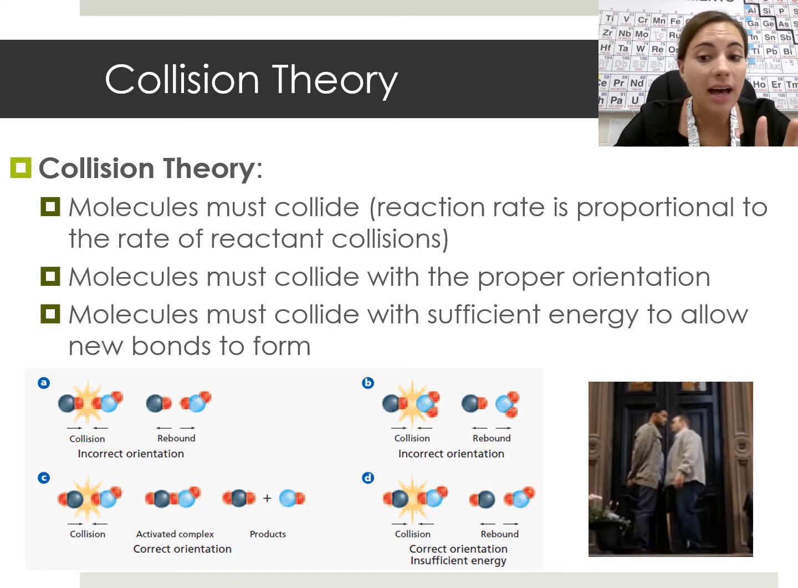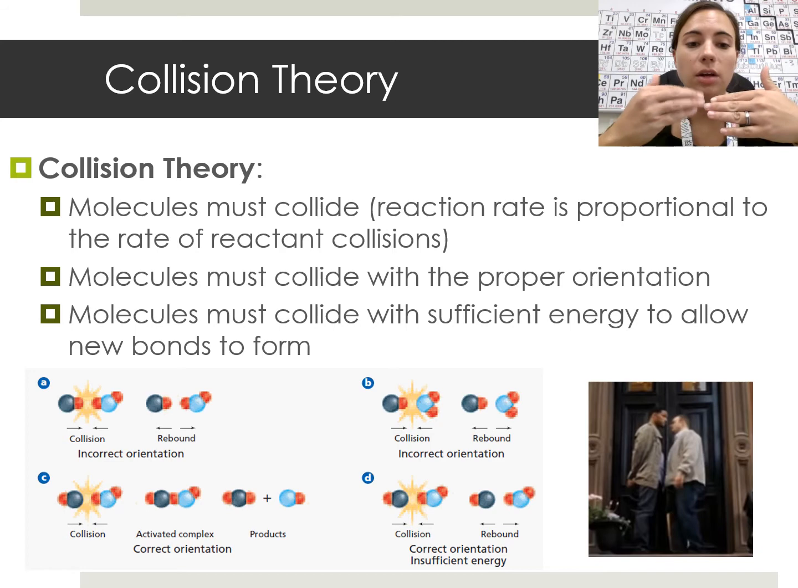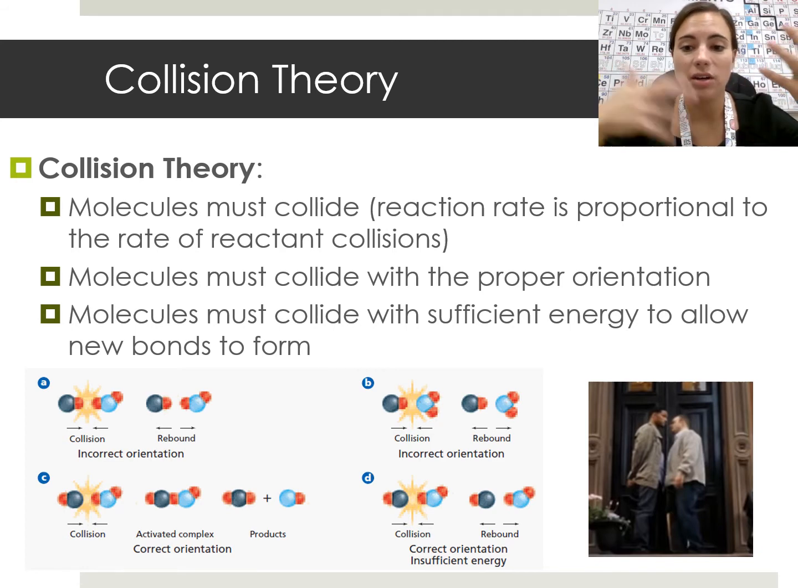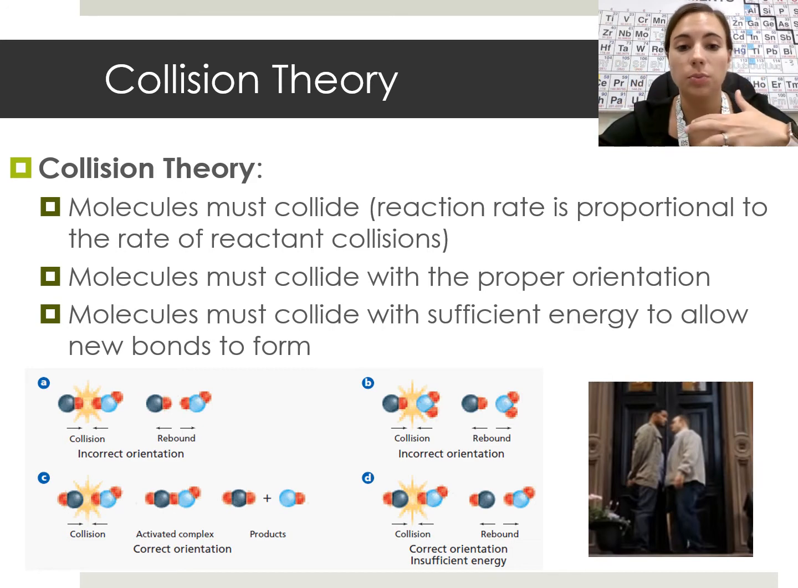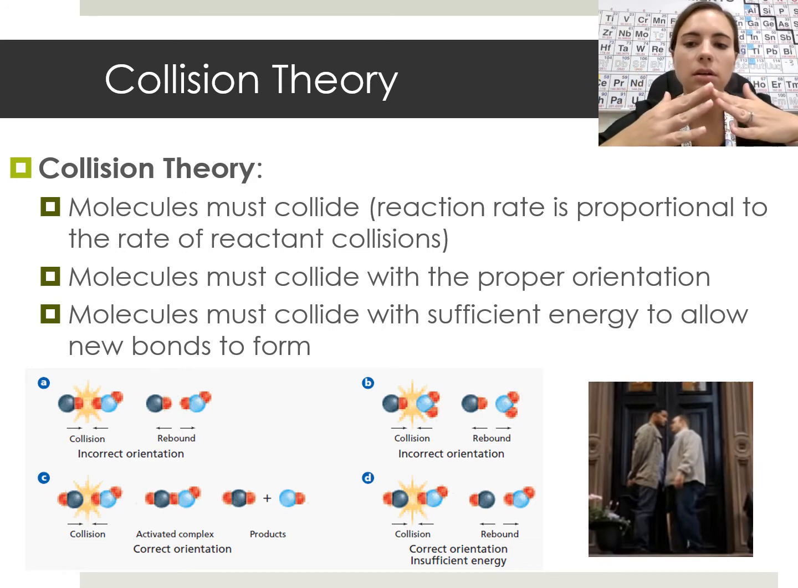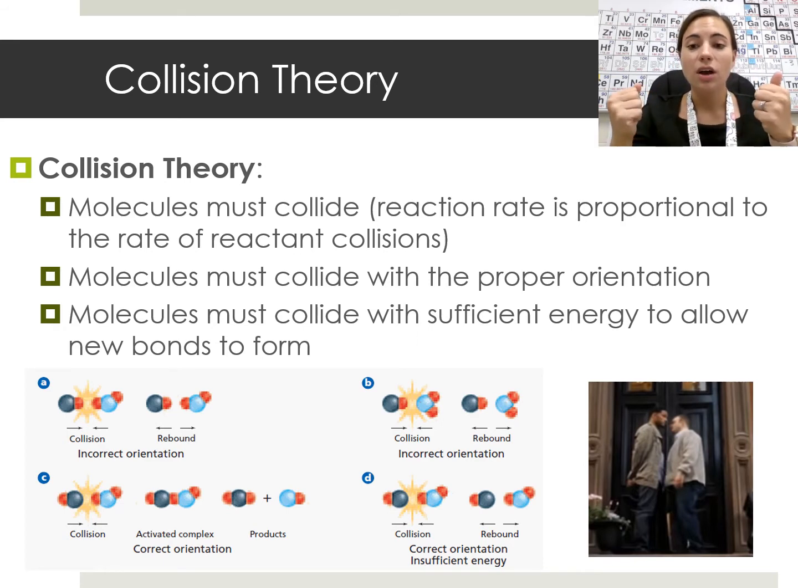They have to collide with the proper orientation. If you look at the examples below, we can have collisions that happen, but if they're in the incorrect orientation, then they're just going to rebound off each other and not actually form new bonds and new products. So they have to collide in the proper orientation, but then they also have to collide with sufficient energy. They have to have enough energy to actually form those new bonds. So break original bonds, form new bonds.